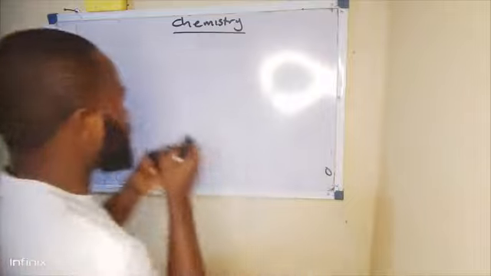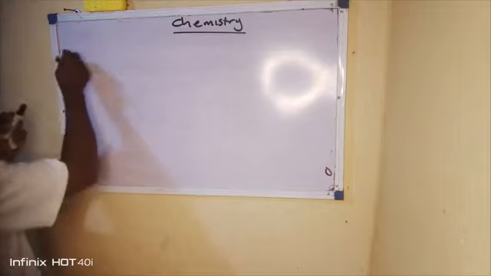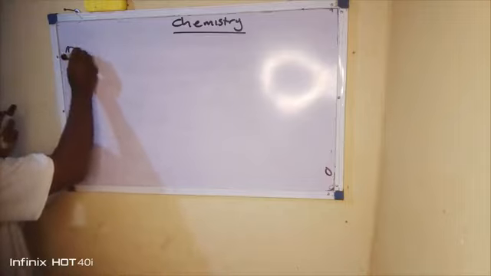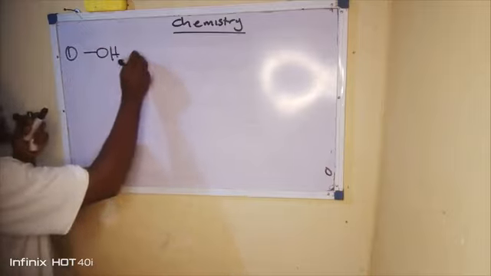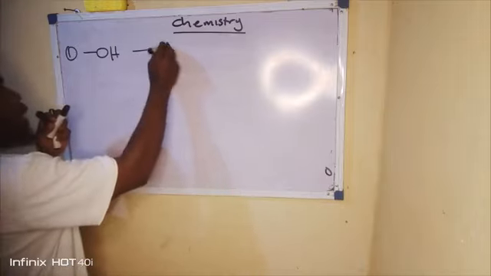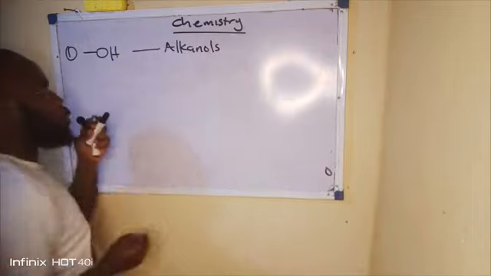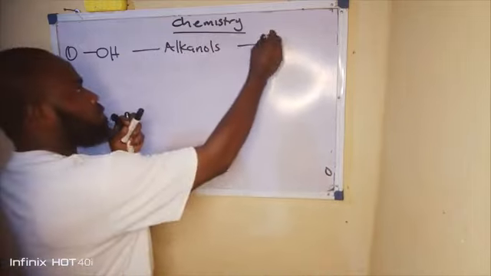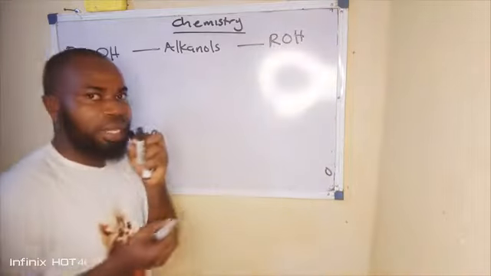So quickly, let's go like this. I will start with the very first one. I think the basic one that you must know is the hydroxyl group. It's represented as OH, and compounds that have this hydroxyl group are regarded as what? As alkanols. So they are the alkanols, and alkanols have a general formula of what? R-OH. So these are the alkanols.